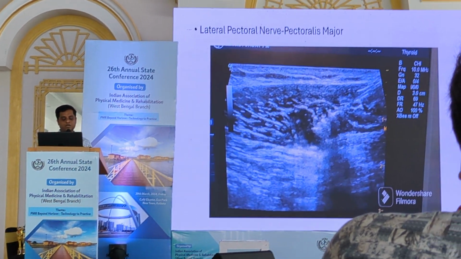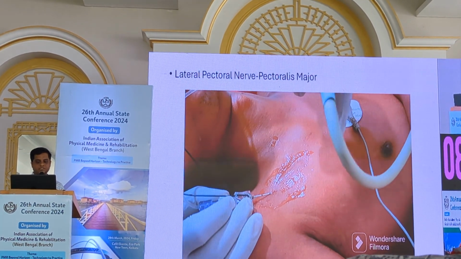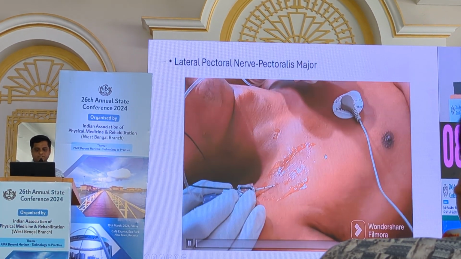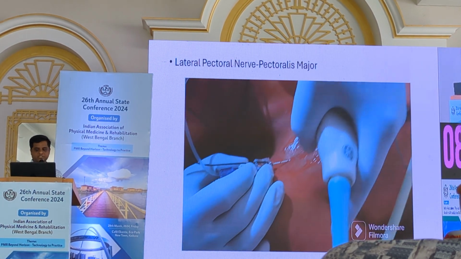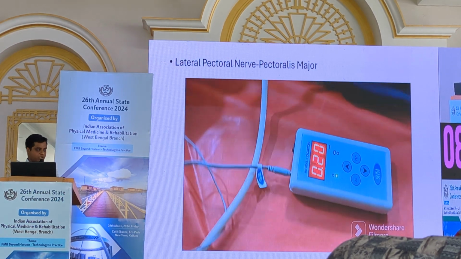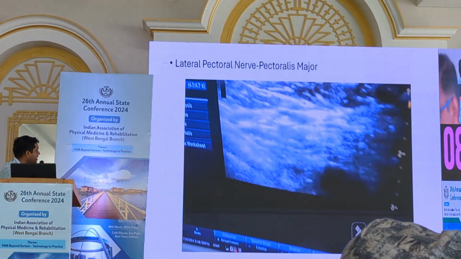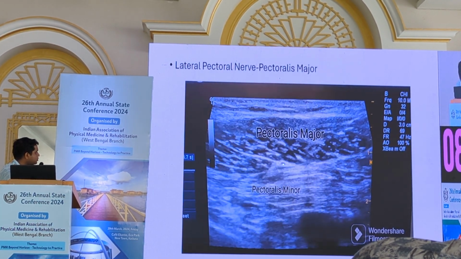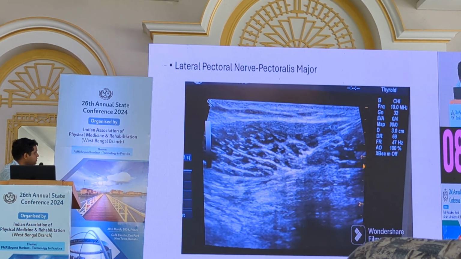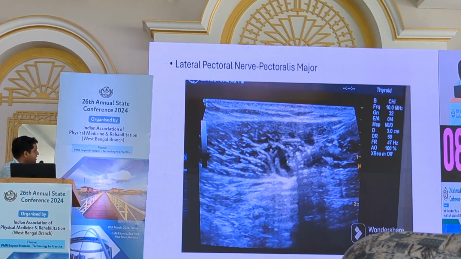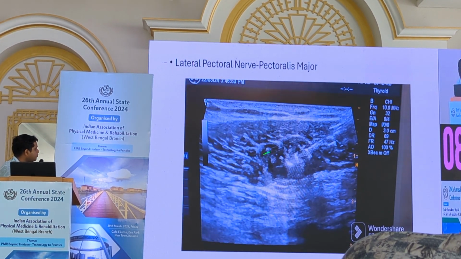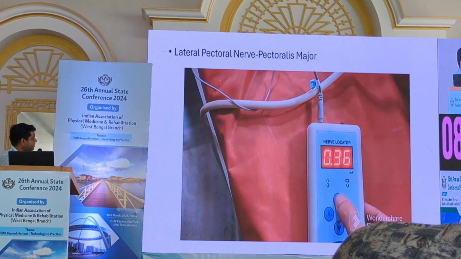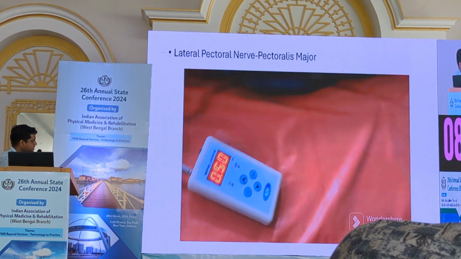Here we see the neurolysis of the lateral pectoral nerve. Here we see the beautiful movement of the pectoralis major, which is going up to the arm. This is happening at 0.2 milliampere of current. This is the pectoralis major, this is the pectoralis minor. Here is the needle, and this is the thoracoacromial artery, which is our landmark. Then we inject the local anesthetic and the movement of the muscle stops. We increase the current and still the movement remains absent. So we have effectively neurolyzed the lateral pectoral nerve.